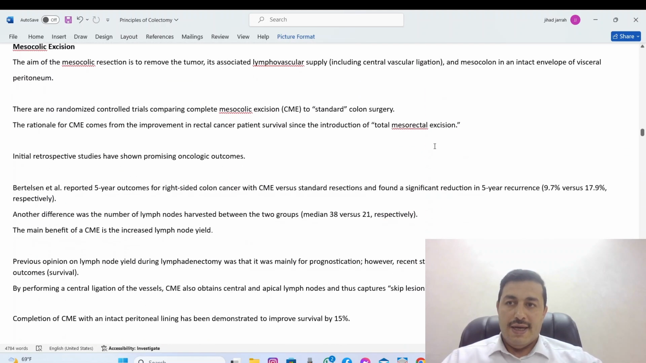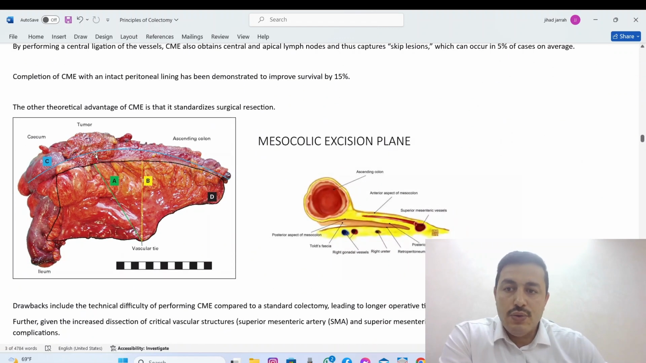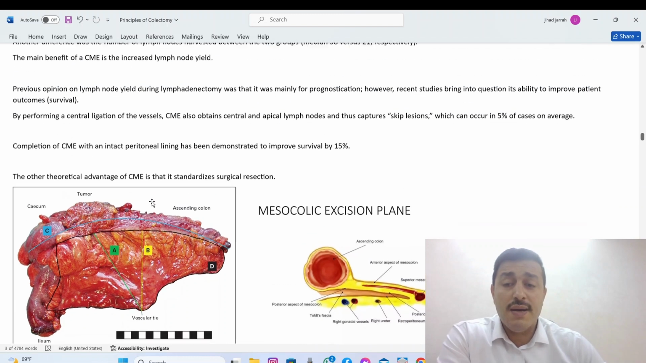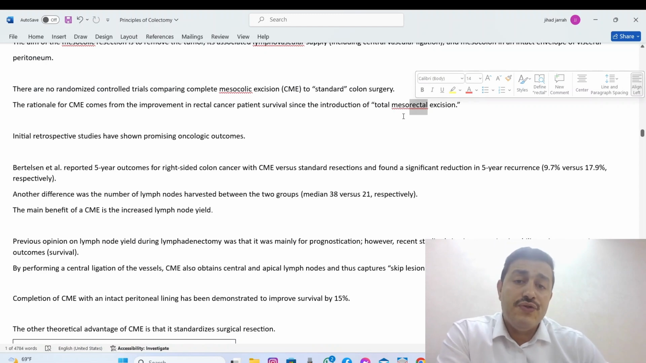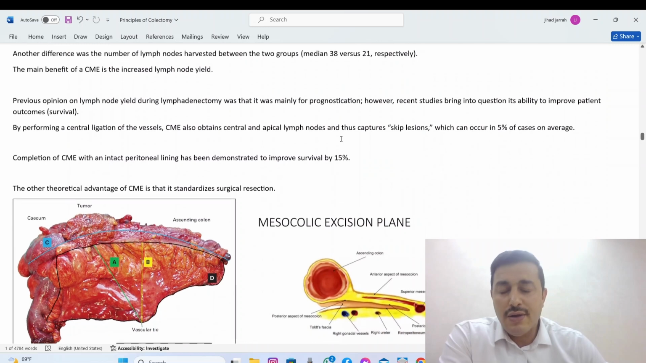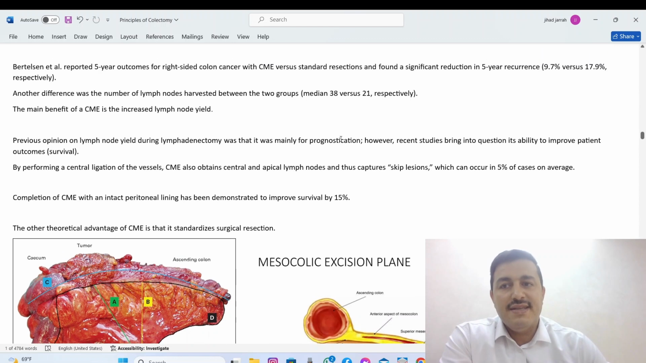Complete mesocolic excision, or CME. To understand what we mean, this is the tumor, with at least a 5 centimeter distal and at least a 5 centimeter proximal margin. We said that we should remove the vascular supply in a high, proximal fashion. Do we need to remove this tissue, the mesocolic tissue? The question appeared when we started to perform mesorectal excision. The mesorectal excision is proven to improve survival in patients with rectal cancer. In colonic cancer, it's less developed as an entity, but yes, it is advisable.